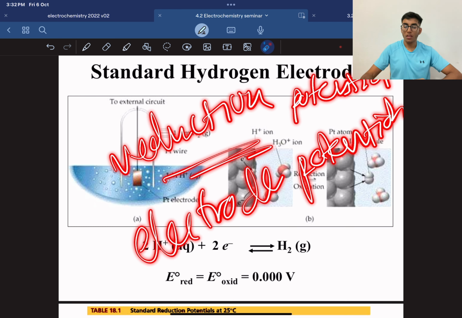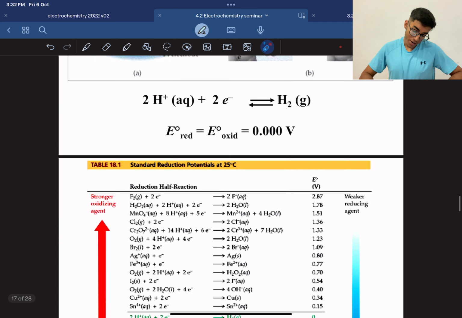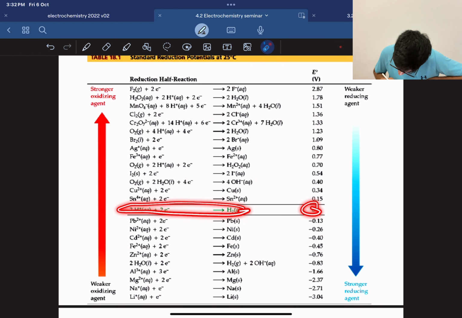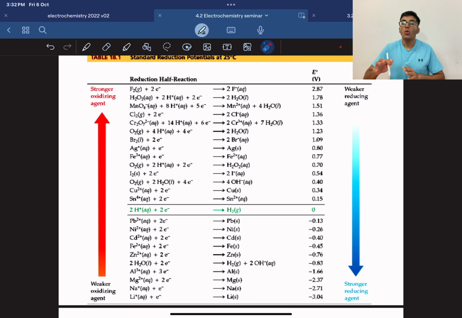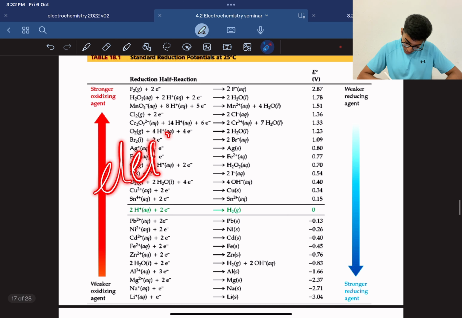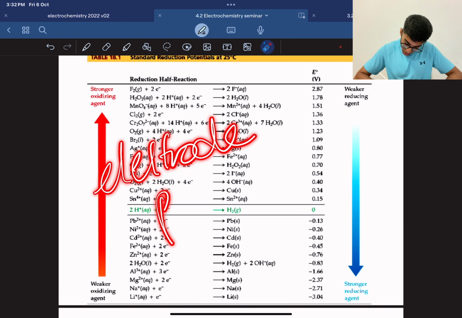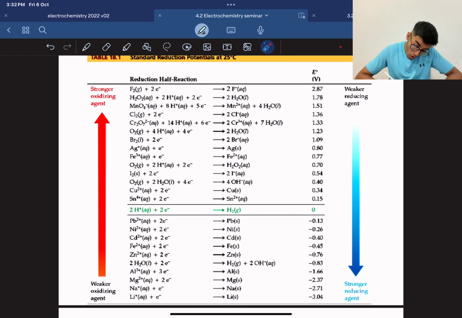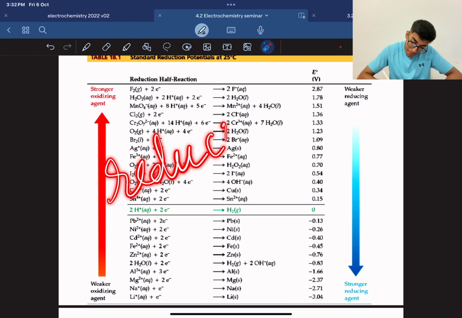Okay? Moving on, we're gonna see this now. See over here we have our SHE, H, which is 0. Now let's understand this. E naught, also known as electrode potential, but like I just said, also can be called reduction potential.